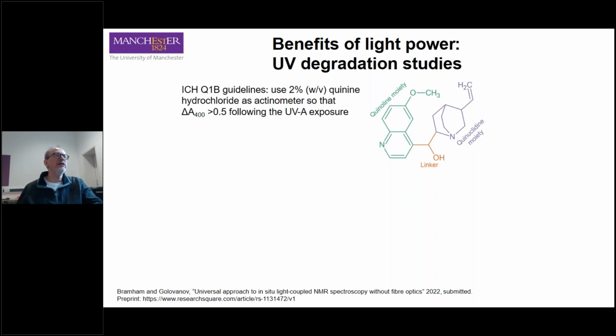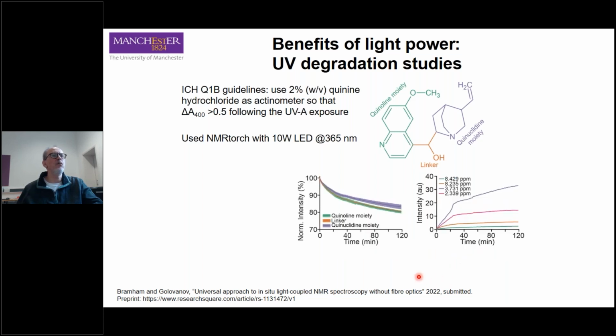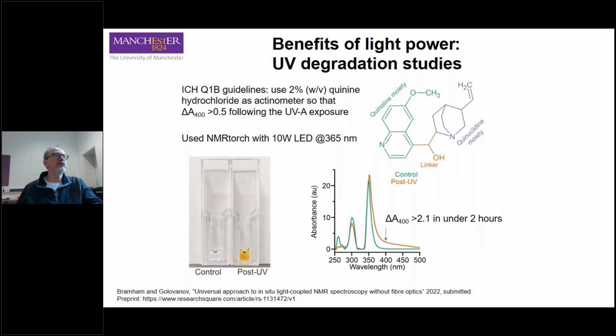To check if we can meet these guidelines, we use the light head housing a 10-watt UVA LED with this 2% quinine sample. Within minutes, we have seen changes in the NMR spectra, with some signals appearing and some signals disappearing, which can then be tracked and assigned to different moieties in the molecule. Importantly, the necessary UV dosage is achieved and exceeded in less than 2 hours, demonstrating that in situ photostability testing with online NMR detection is possible.